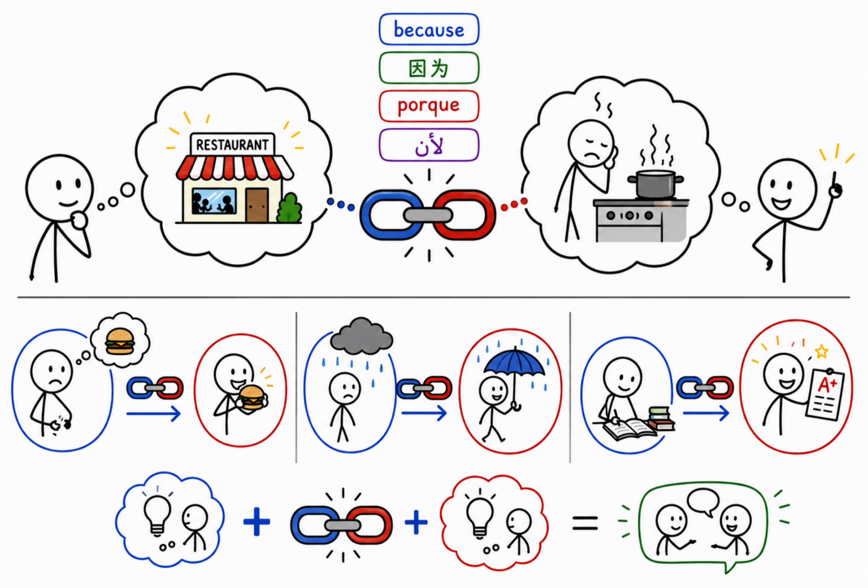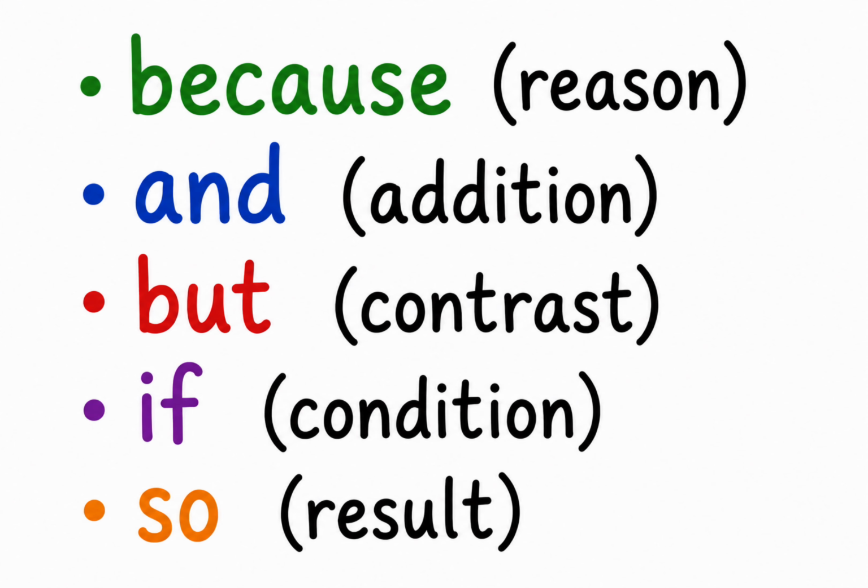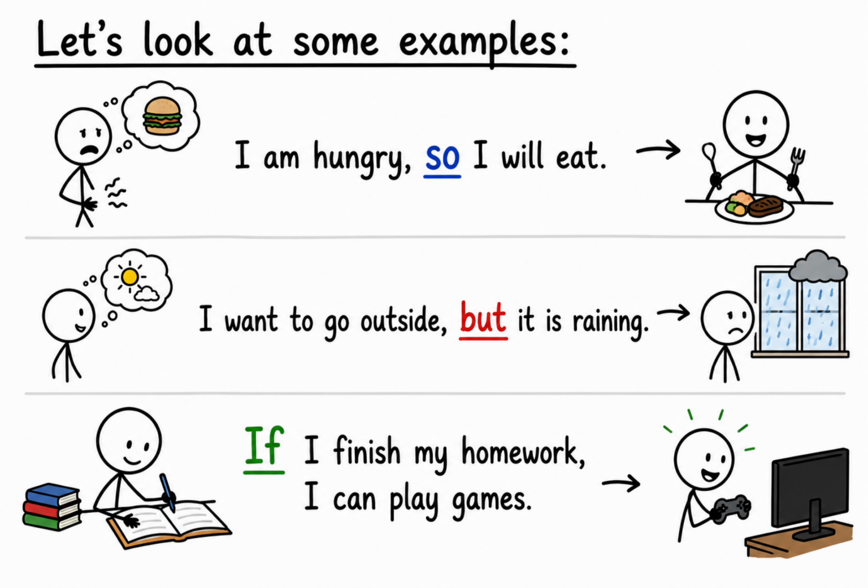To make the full message clear, we need a word that connects these ideas together. In this case, the connection word is because. Every language has words like this. For example, because, and, but, if. So let's look at some examples. I am hungry, so I will eat. I want to go outside, but it is raining. If I finish my homework, I can play games.